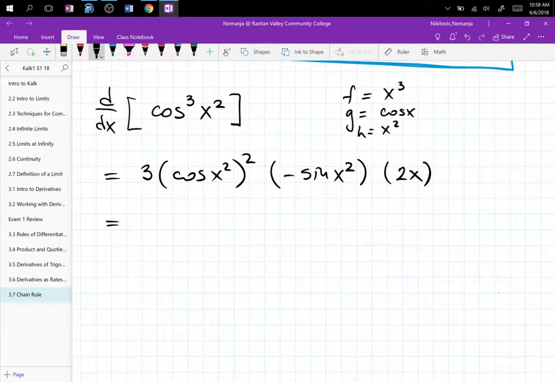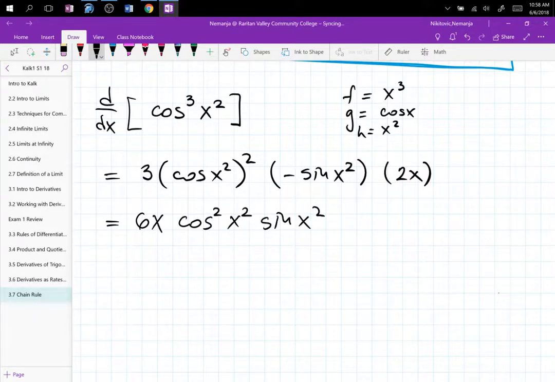So I am going to say 2x times 3 is 6x in front. Then I have cosine squared x squared. I have sine x squared, and the minus is going to go in front of the 6. And there we go. So this is the derivative.